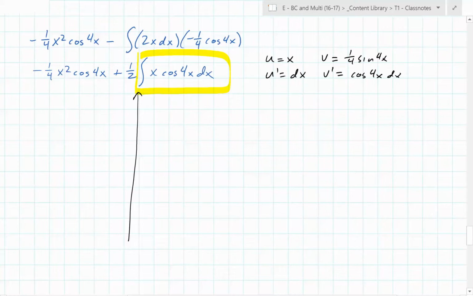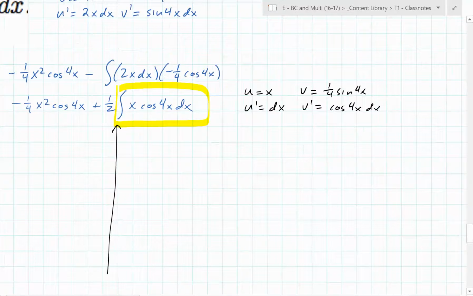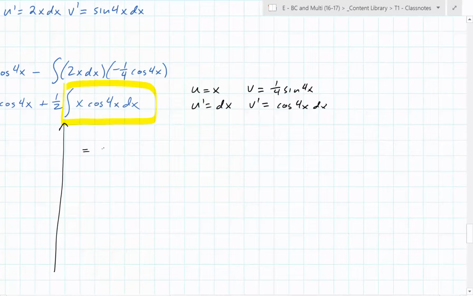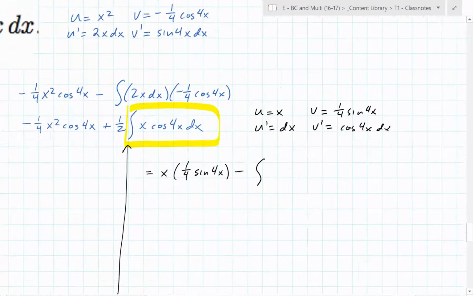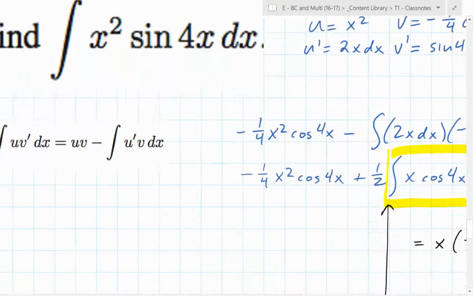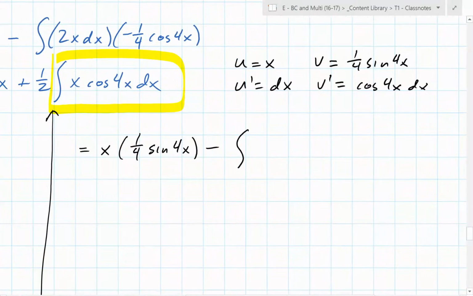So what do we end up with? It's going to be uv. So we end up with x times 1/4 sine of 4x. And what are we going to subtract from that? Well, as the definition shows right here, we subtract the integral of u prime v dx. So that's just going to be dx times 1/4 sine of 4x. Okay, so what's the point here? Well, when we do this, we now can actually just find the integral straight off. So what do we have here?